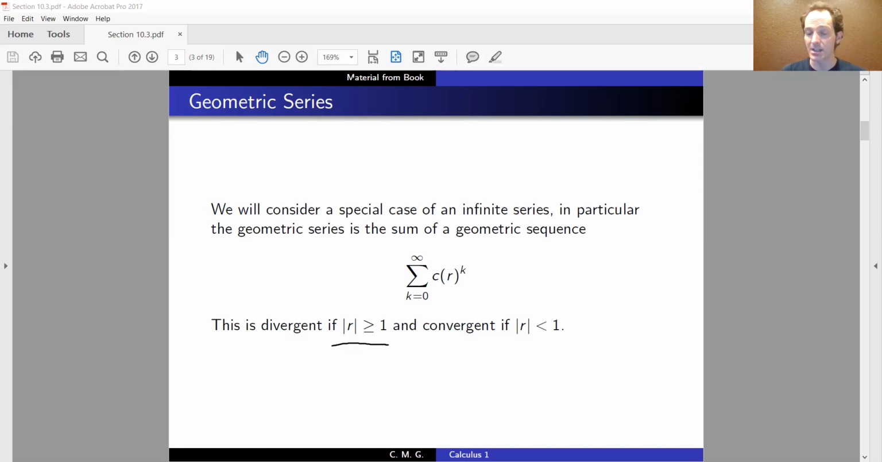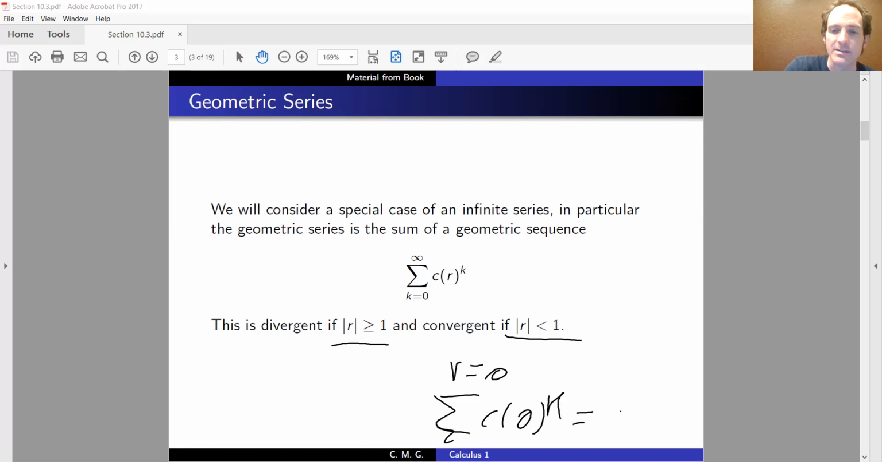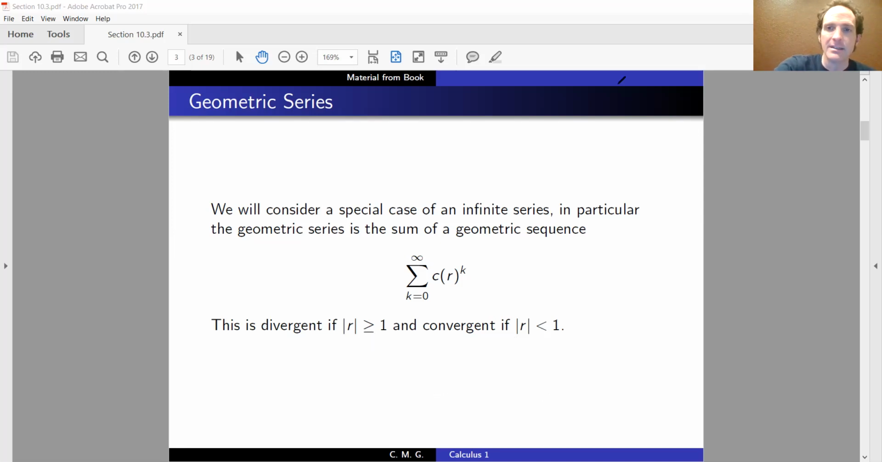It is convergent, on the other hand, if the absolute value of r is less than 1. And so you can say, well, if r is 0, it works, right? So that's great. R equals 0. Well, the sum of this thing is just going to be c times 0 to any power. Well, c times 0 to any power is just 0. So this is just a kind of dumb case, right? So we don't need to think about that case beyond there.